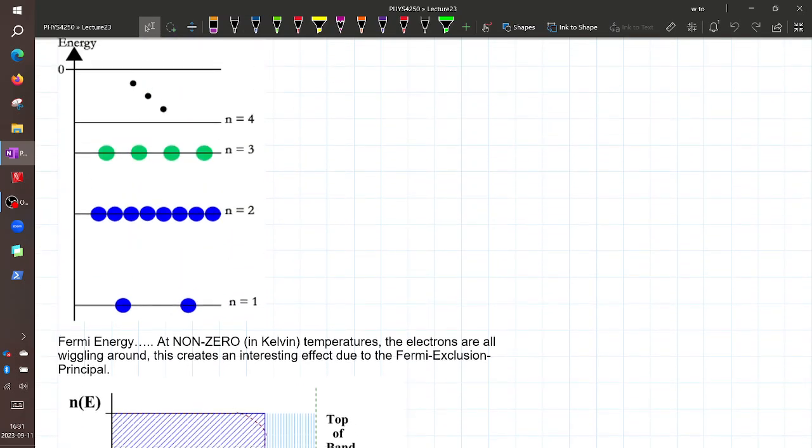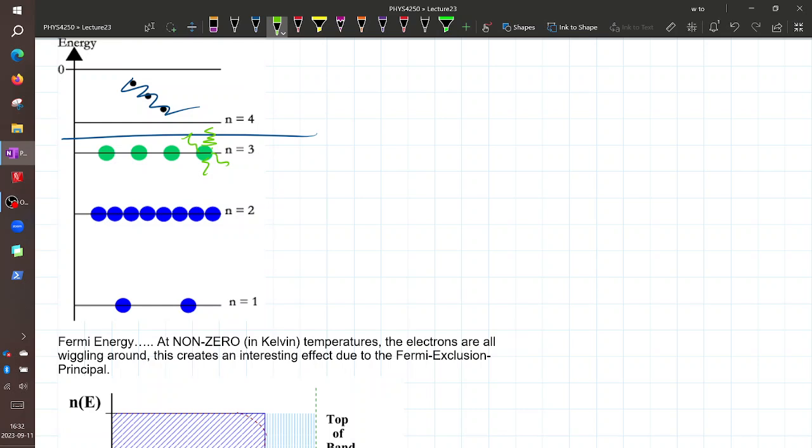So for Fermi energy, ignore these black dots up here, okay? Fermi energy means that if I fill up n equals 1, 2, and 3, basically that means my silicon is full of electrons. It doesn't need any more, okay? But each of these electrons has a little bit of wiggle in it, right? It's not fixed at a single point. It's still kind of buzzing around, right?